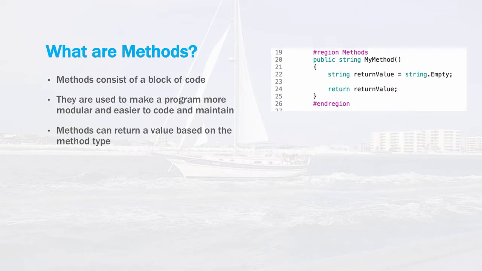So what are methods? Methods really consist of a block of code. You can see an example of a simple method on the right-hand side of the slide. They're really used to make a program more modular and easier to code and maintain. You can break down the program logic into simple pieces that are contained within each method. So typically a method should be a short amount of code and dedicated to one single logical function. Methods can also return a value based on the method type. If you look at the example on this screen, this method returns a string.